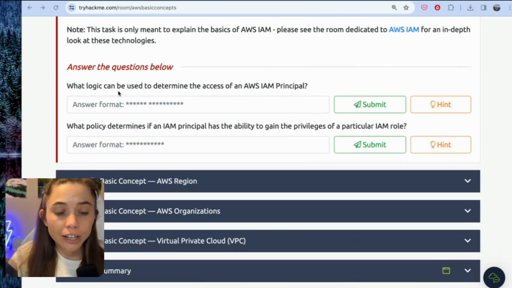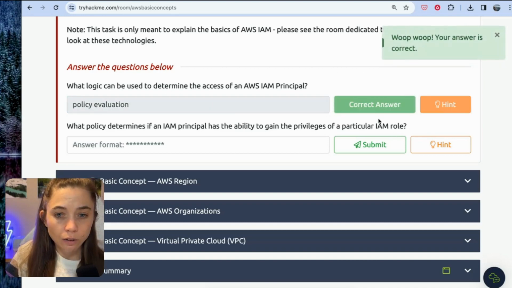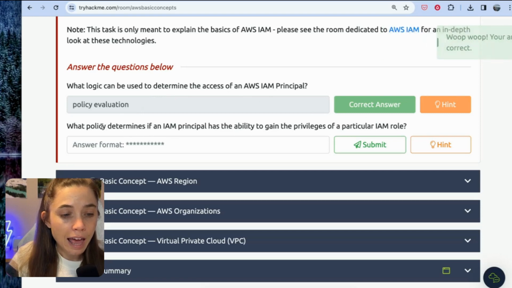Now, let's see. Here are our questions for task 3. What logic can be used to determine the access of an AWS IAM principal? So that would be policy evaluation logic based on what I'm seeing for these little asterisks. I think it'll just be policy evaluation, if I can spell it. So policy evaluation logic is used to determine the access of an AWS IAM principal.